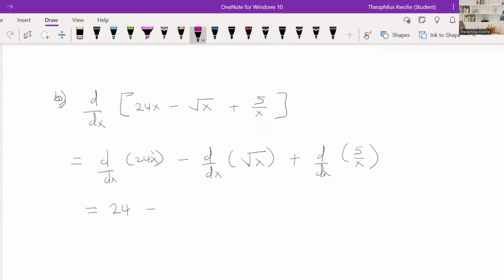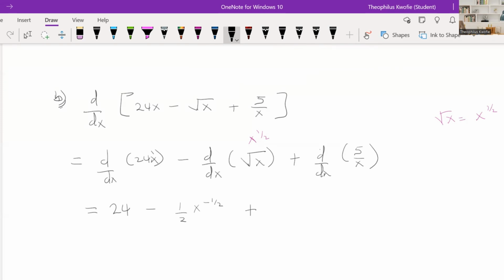Now let's do some algebra here. The root of x can also be written as x to the power half, right? So how do you differentiate x to the power half? We said to drop the power, so we drop the half, then we decrease the power by 1, and that gives us minus half, okay?